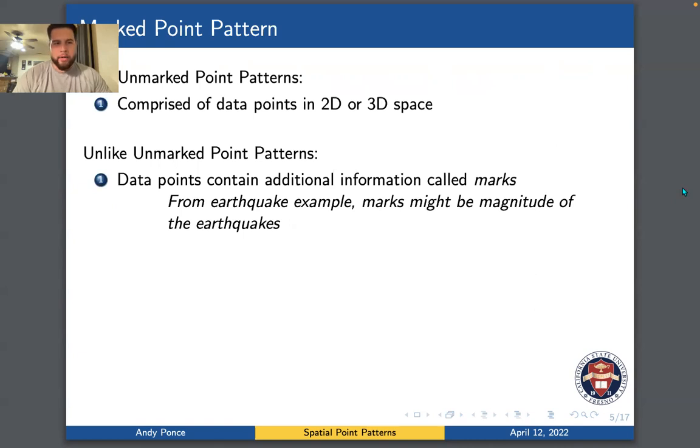We talked about point patterns a second ago, but I didn't mention the marked point pattern. Just like the other point patterns, we have the points in space creating this pattern. But these points have additional data that we call marks, and these marks are attached to each point. If you think back to the earthquake example, you can think of a mark as the magnitude of an earthquake. So not only do we know the location where the earthquake happened, we also know the mark of it, which is the magnitude.